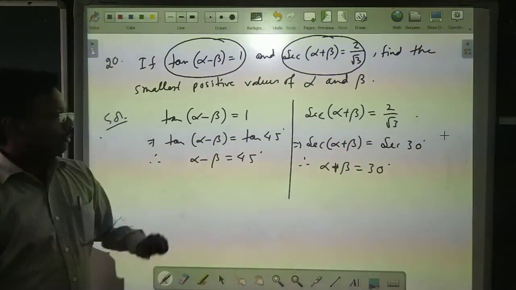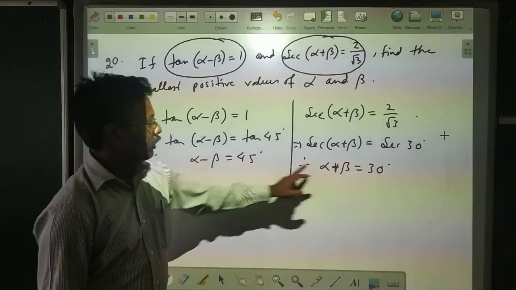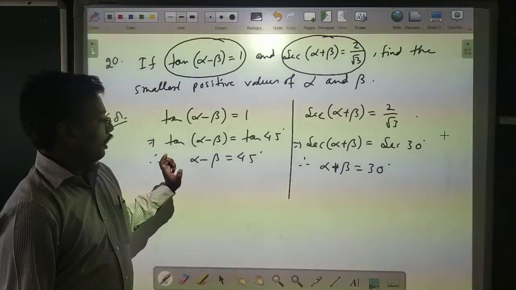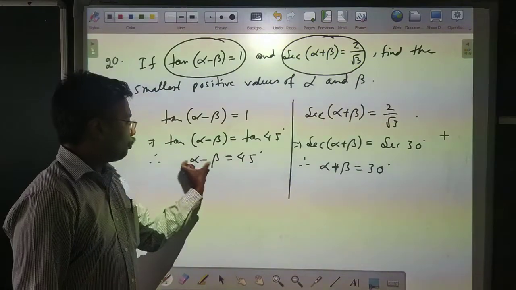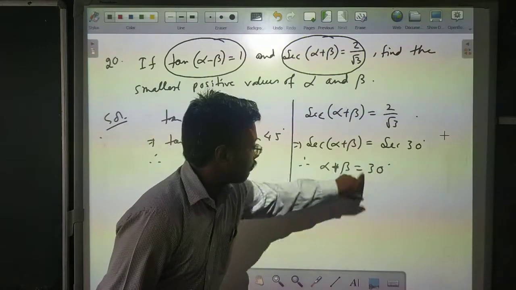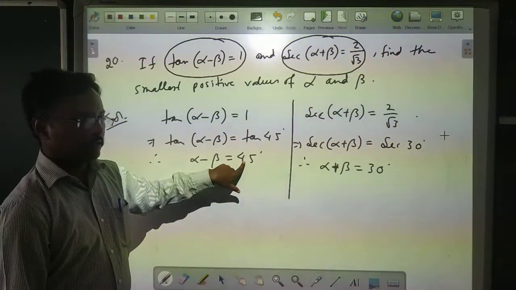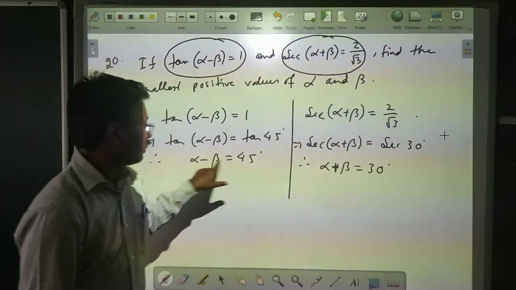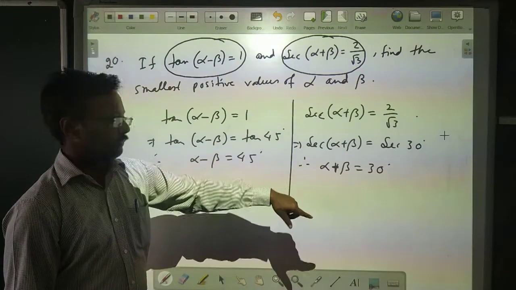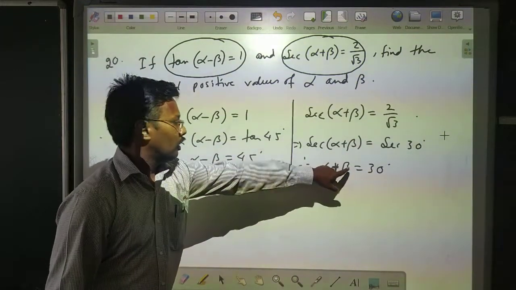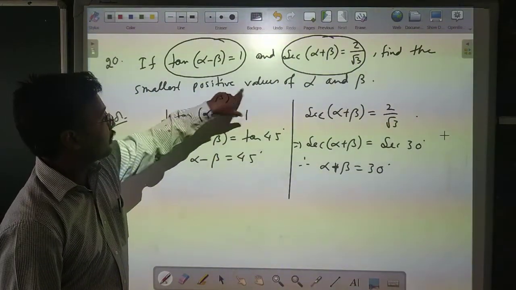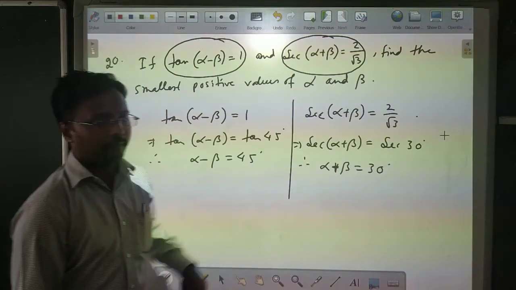Okay, now it is very important here. If we solve these two equations, we have converted it in algebraic form. Now if you look at this, the difference of two angles is 45 degree and the sum of two angles is 30 degree. This number is smaller than this. That means the sum of two numbers is less than the difference of two numbers. So obviously we will be getting one of the angles as negative. I think here you will be getting the negative answer for beta. So beta is negative, but in the question it is mentioned you must get positive values of alpha and beta.